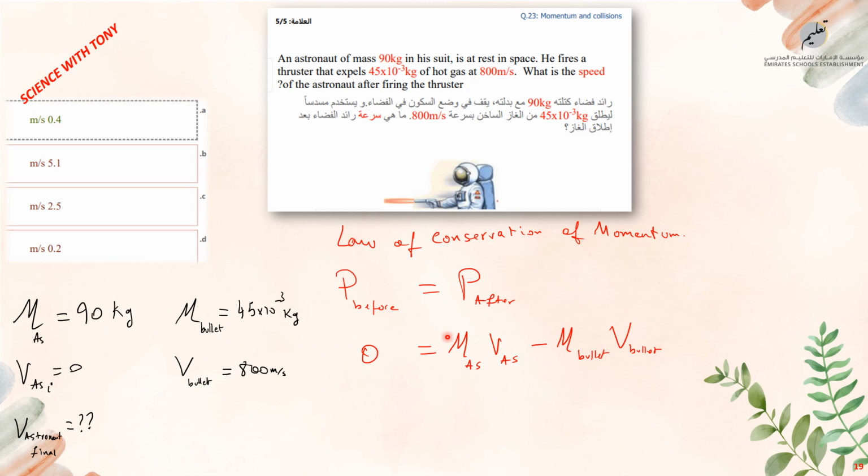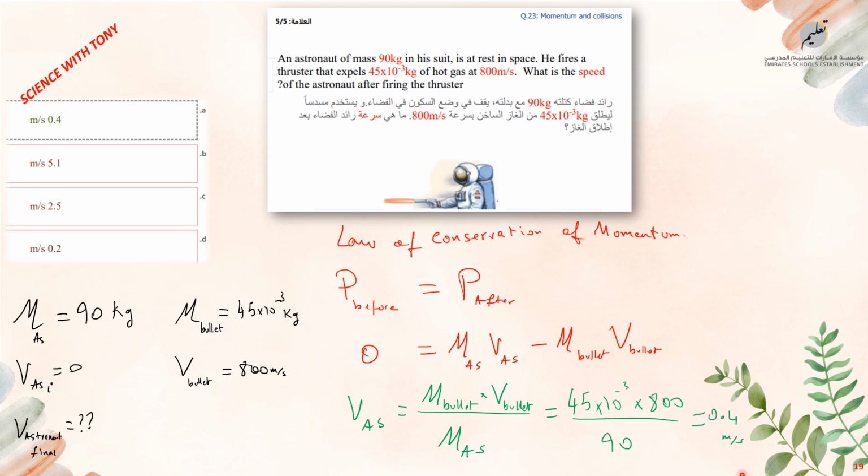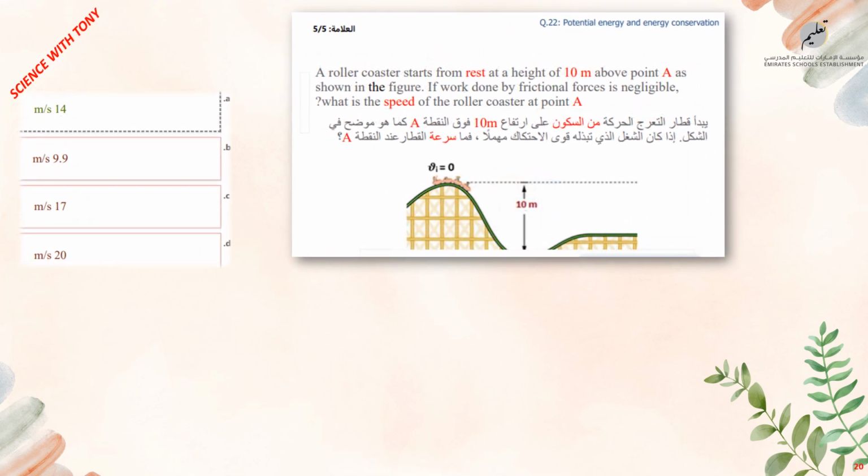This equals, after he pulled the trigger, the mass of the astronaut multiplied by his velocity minus the mass of the gas multiplied by the velocity of the gas. We consider it as minus because both of them are moving in opposite directions. To calculate the velocity of the astronaut, you simply rearrange the equation and the answer will be 0.4 meters per second. We are approaching the end of this video. So here we are with question 19.